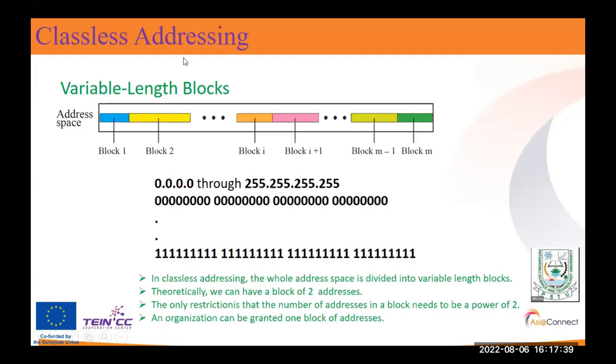Basically, in classless addressing, the whole address space is divided into variable length blocks, the whole space. That means block 1 to block n. And in that case, theoretically, blocks from 2 to the power 0 to 2 to the power 30 in total, this type of block we get from classless addressing.